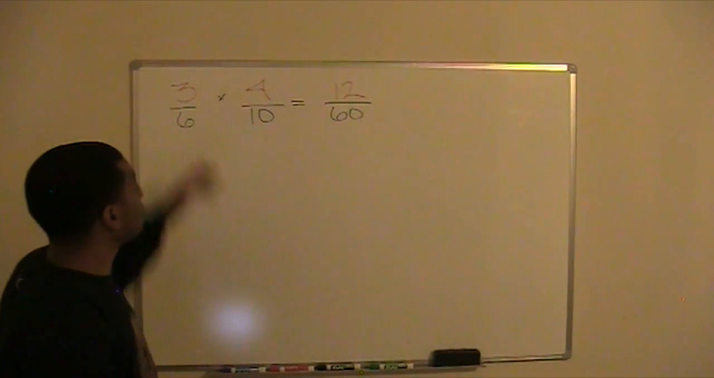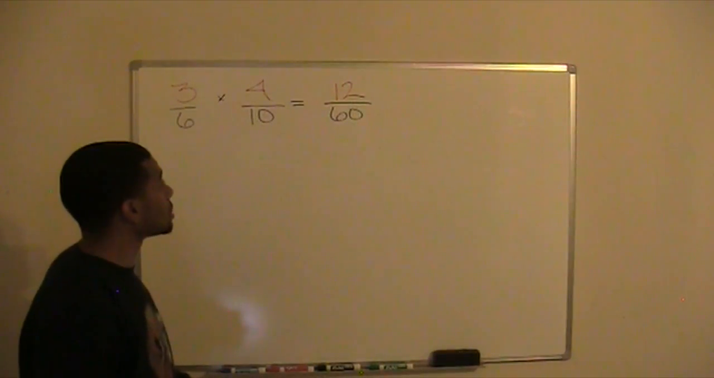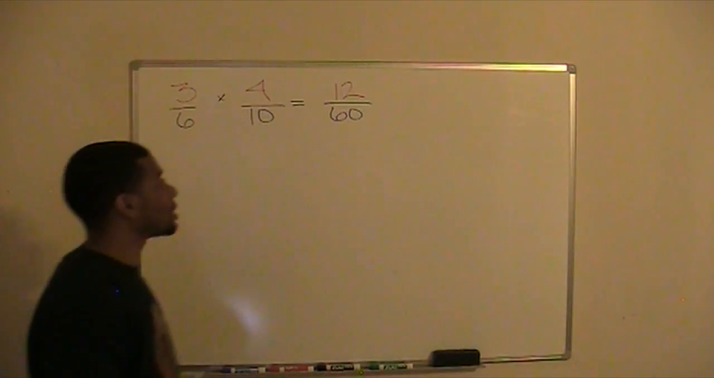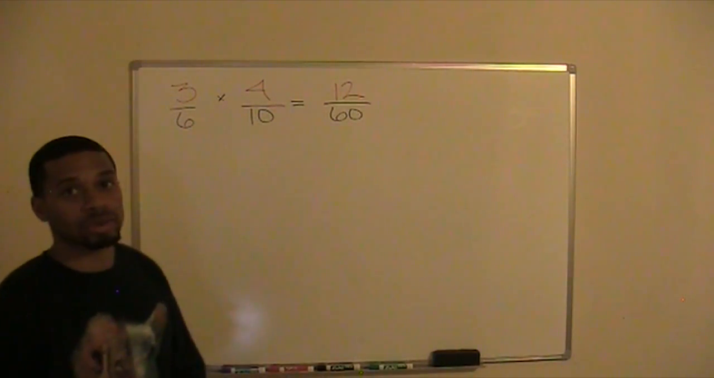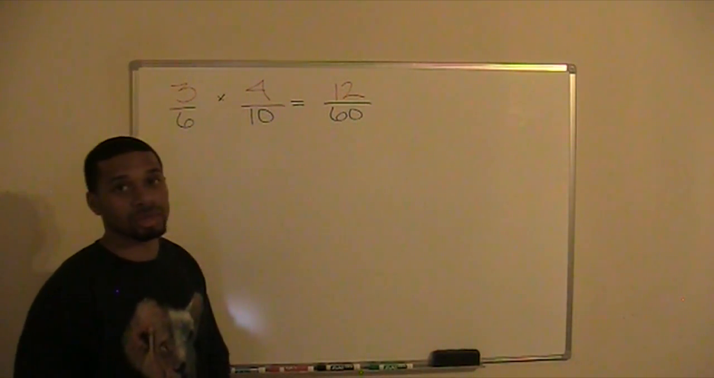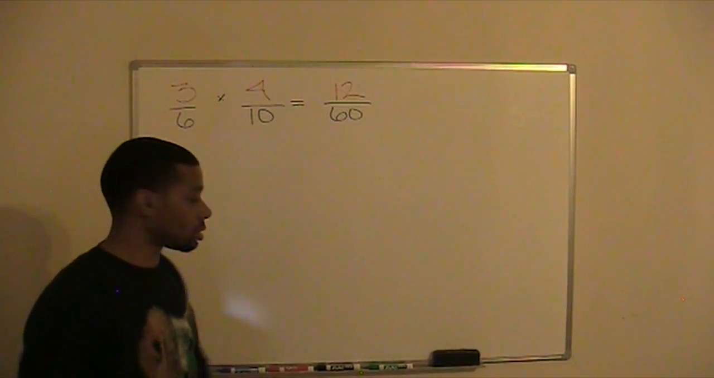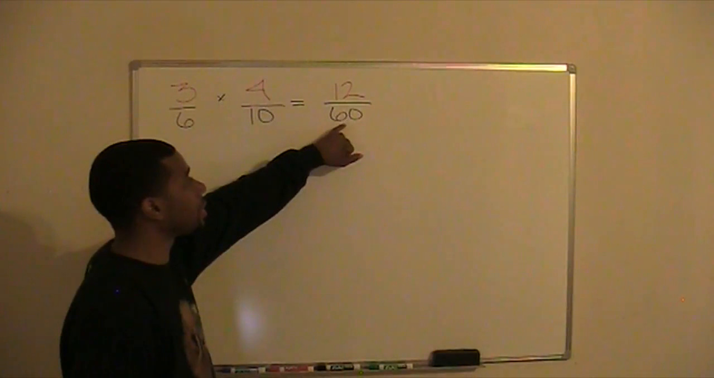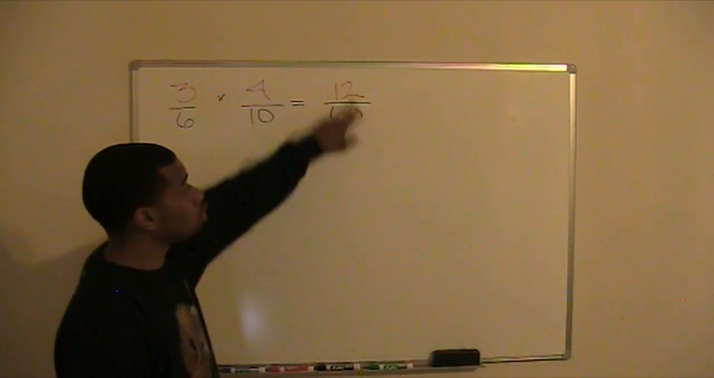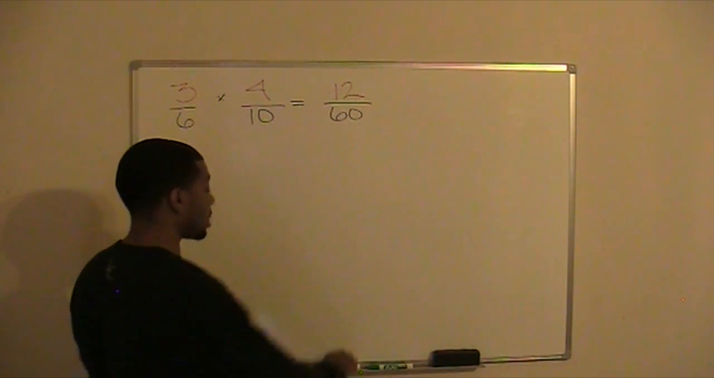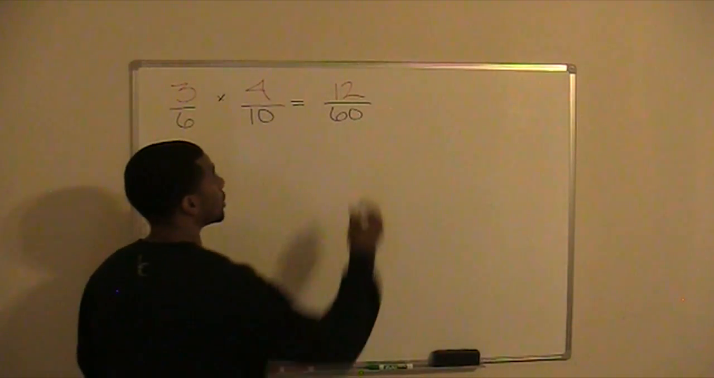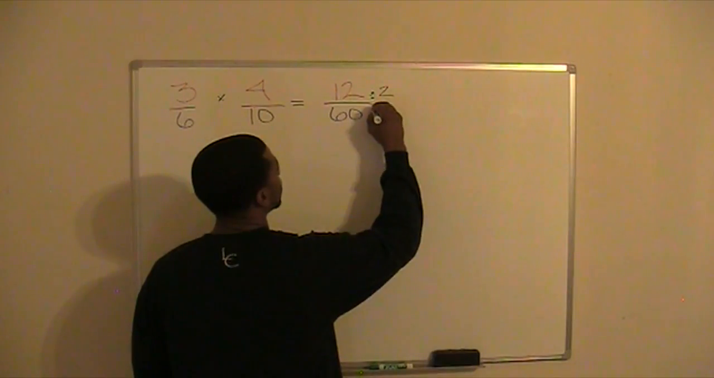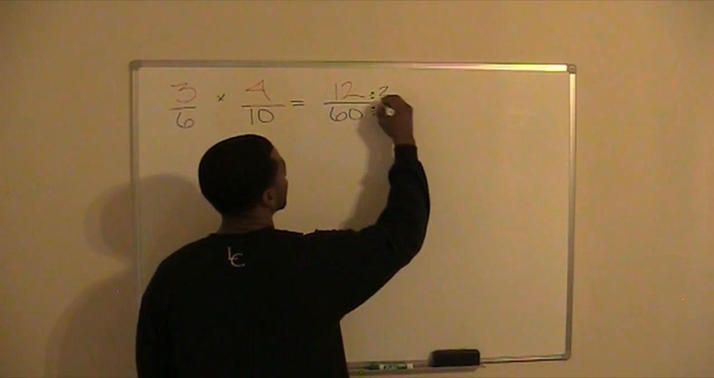All right, I still have the same problem. I have 3 sixths times 4 tenths, and we have the answer as 12 sixtieths. But let's say you don't know all of the factors. You're not that well versed in division, and you struggle with that actual standard. You can always look at the two numbers. The numerator is 12 and the denominator is 60. These two numbers are even. So we can always start with the number 2 and divide the numbers by 2, and just keep going until we can't go any further.